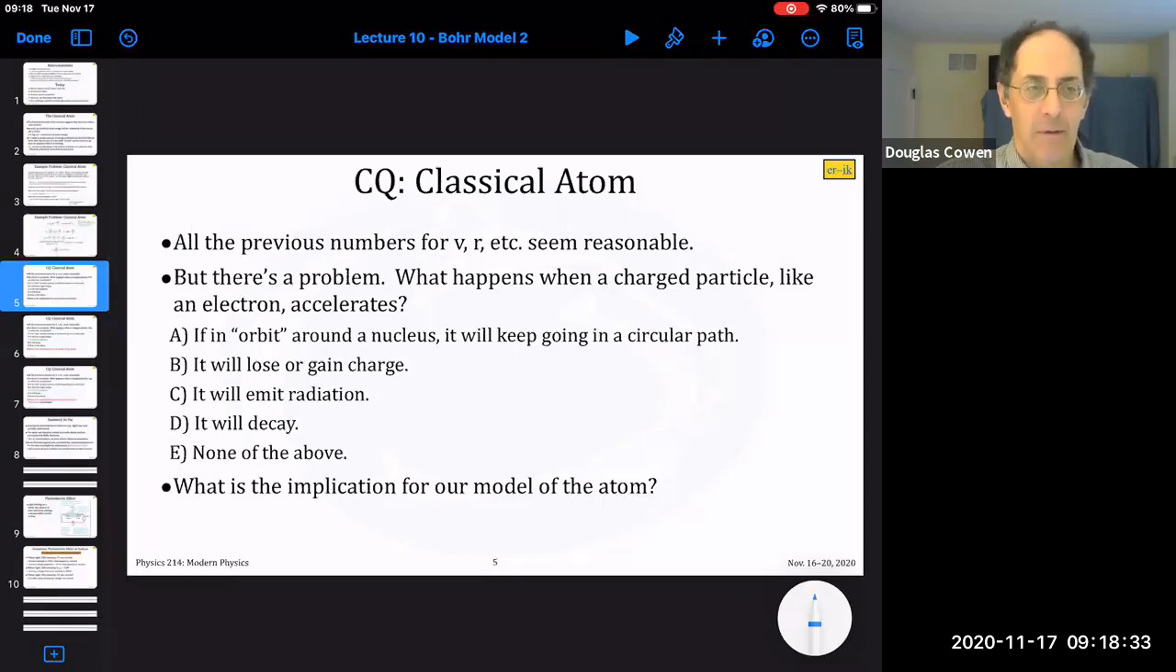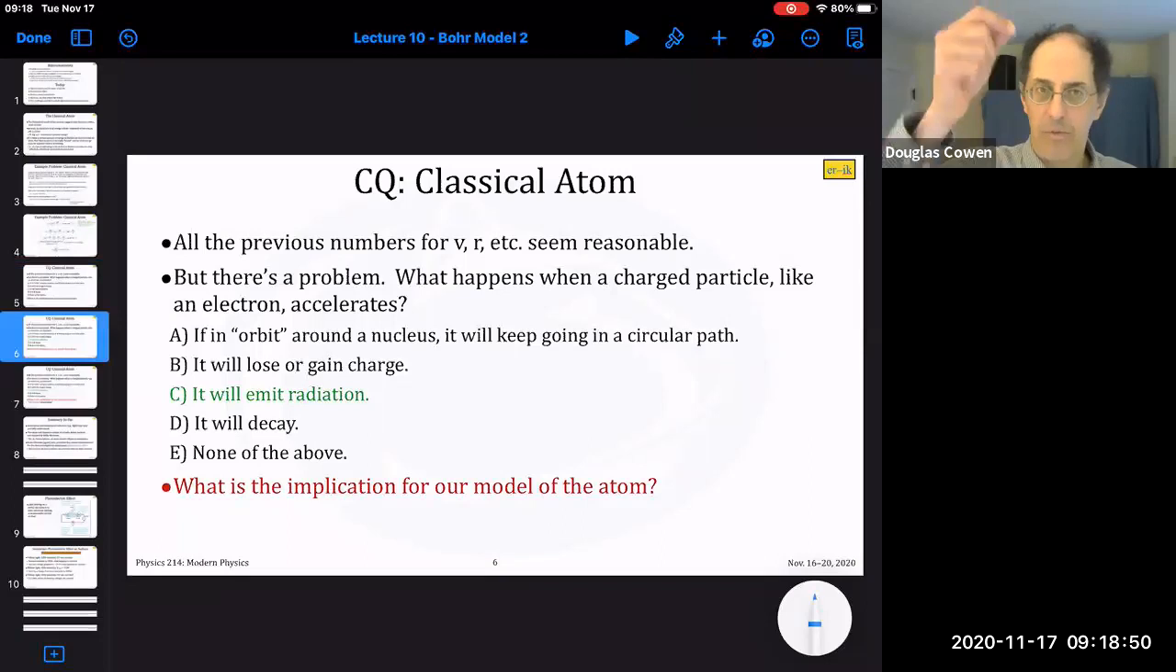All right. So most people chose the answer C. That's the correct answer. So it will emit radiation, just like those electrons in the antenna at the radio station will emit radiation. Because they're being accelerated, if they're being moved sinusoidally up and down in this metal wire, an electron that's going around in a circular orbit should also emit radiation because it's constantly being accelerated in order for it to remain in that circular orbit.